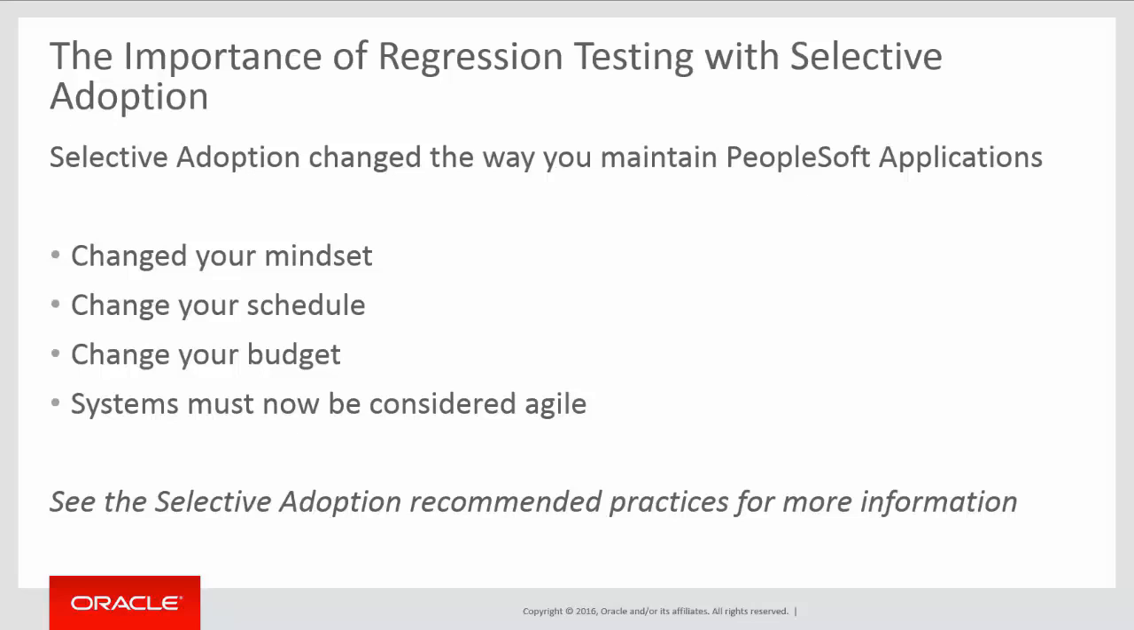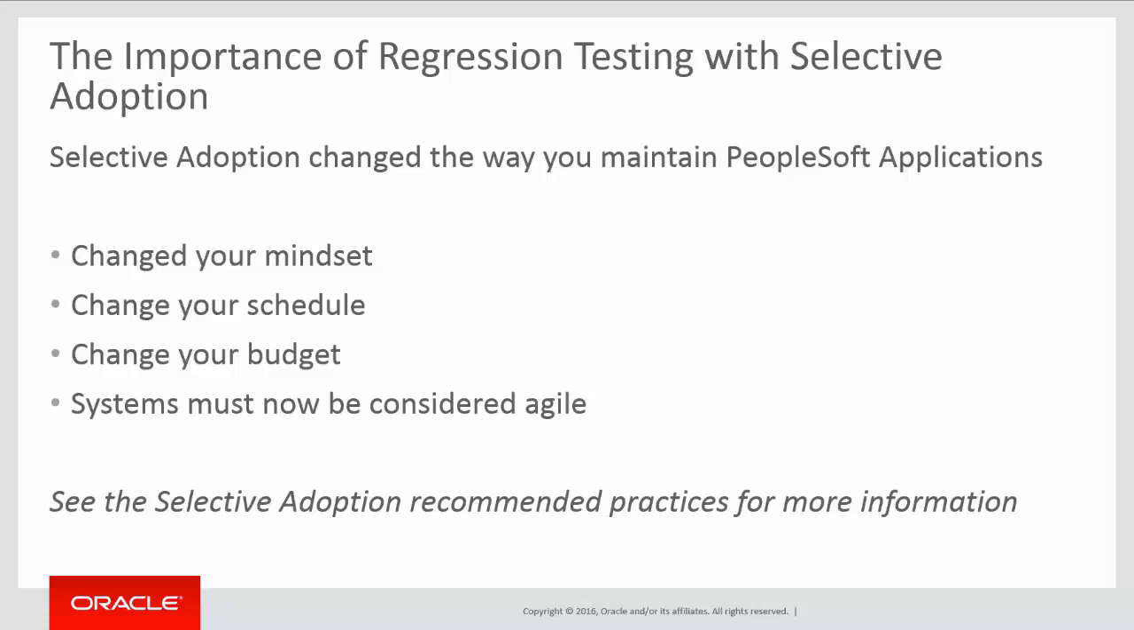Selective Adoption changed the way PeopleSoft delivered application bug fixes and new enhancements, and it changed the process in which the customer applies change. The biggest change that must be understood by all customers is now the customer determines what their maintenance strategy is, not PeopleSoft.